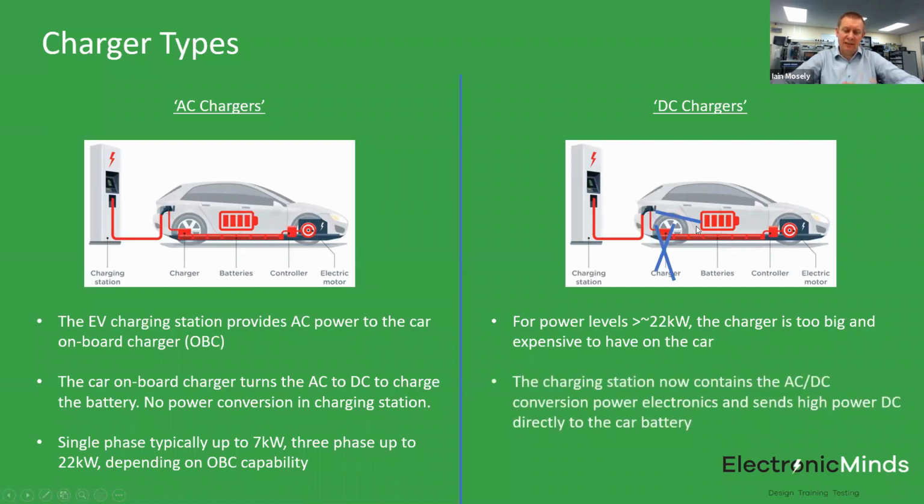So you can see here, it's a very subtle difference. It's just the position of where that box of power electronics is that determines whether it's an AC charger or a DC charger.